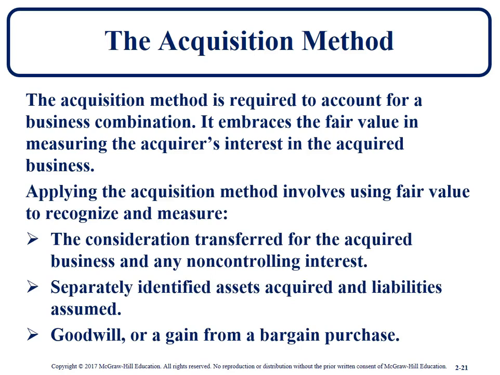Applying the acquisition method involves using fair value to recognize and measure, first, the consideration transferred for the acquired business and any non-controlling interest. Second, separately identified assets and liabilities assumed. And then third, we have to determine whether there's been any goodwill involved in the purchase or whether there's a gain from a bargain purchase. Occasionally, you will actually pay less for the assets than they're worth, and that would be a gain.